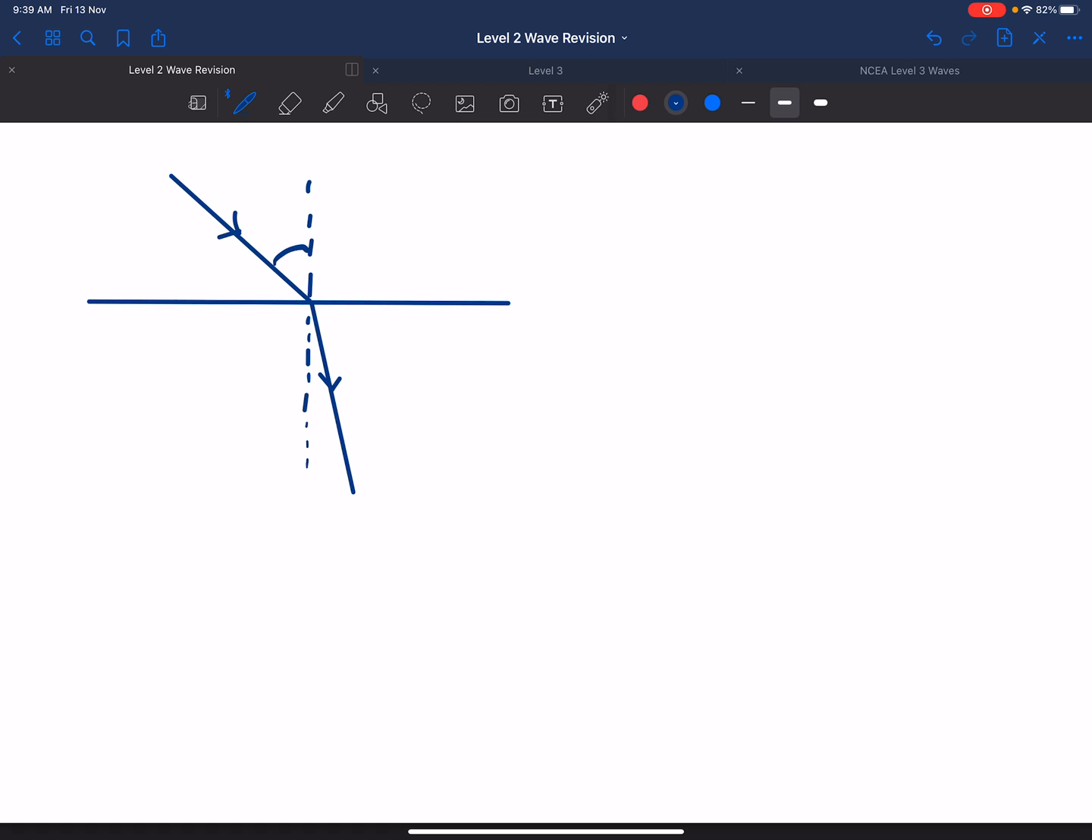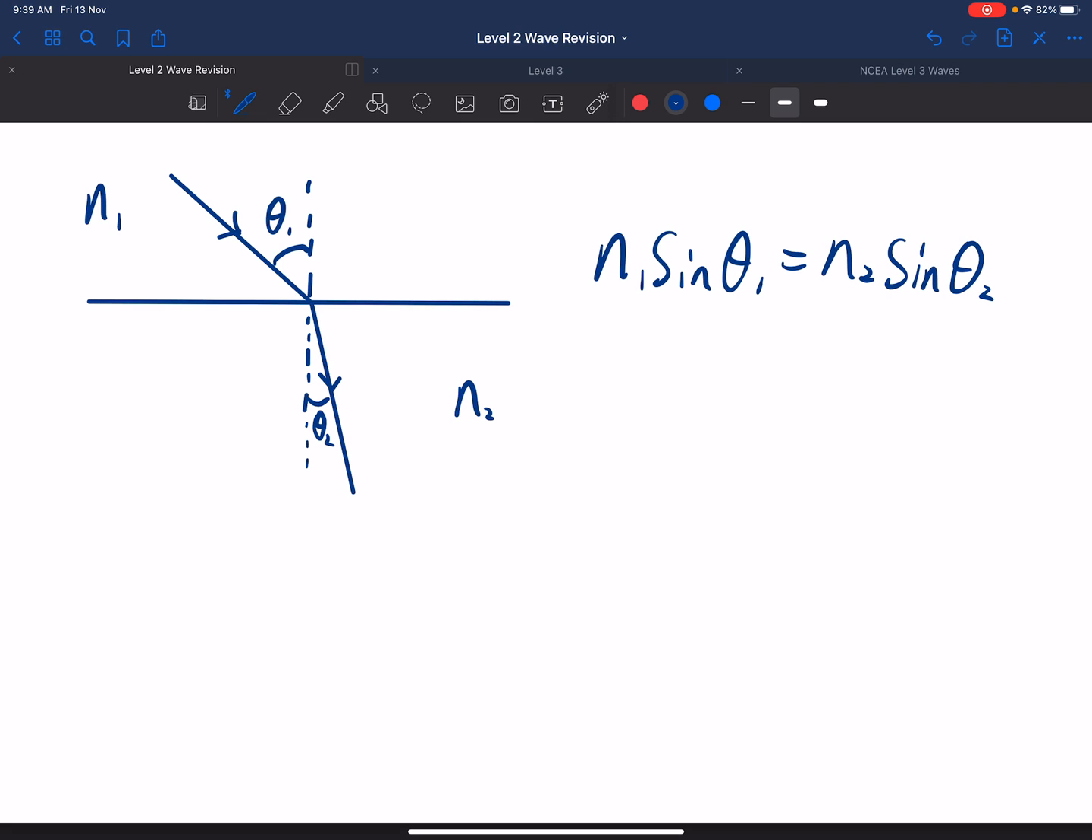Yeah. This is theta 1, there's an n1 here. This is theta 2, there's an n2 here. So Snell's law says this. n1 sine theta 1 will always equal n2 sine theta 2. Right? And whatever you call n1 or n2 does not matter as long as they correspond to each other. So n air sine theta air will equal n water sine theta water, for example. Okay? All right.